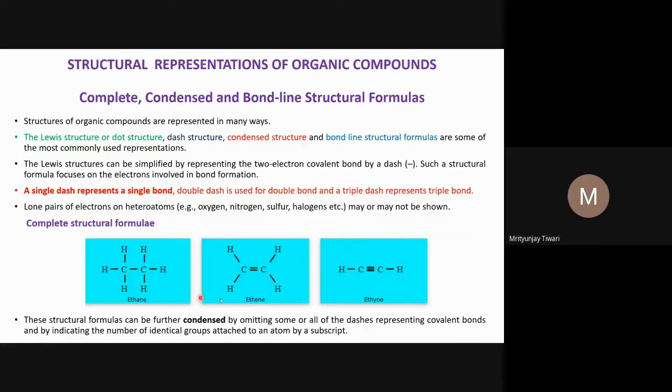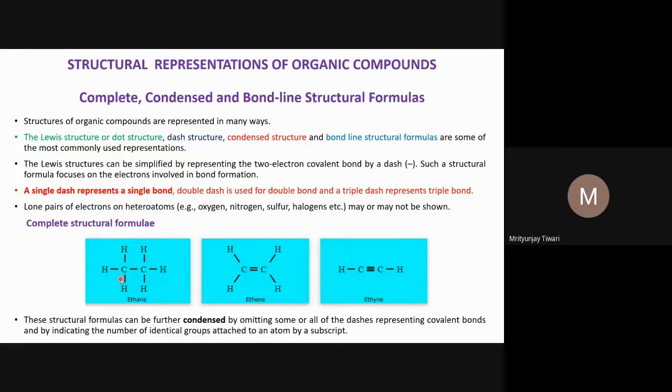So ethane we know, this is ethene, these things I have already explained. Then we move to the condensed structural formula. What is the condensed structural formula? Instead of showing all the bonds, you just write the different groups that are attached to the carbon atom, and let the reader understand the valency and other things in that compound.